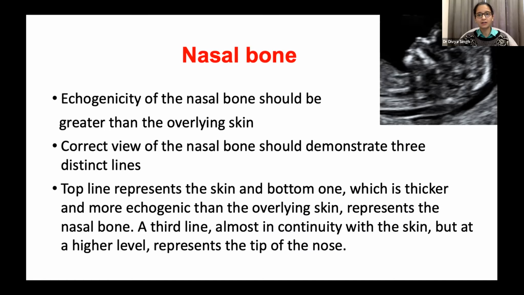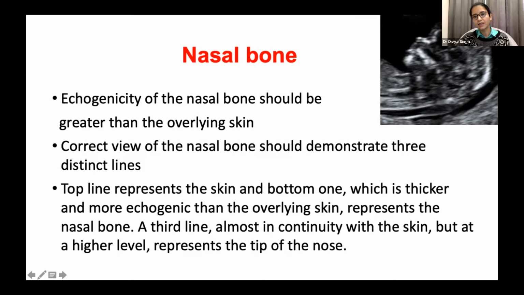Coming to the next marker, that is the nasal bone. This is also seen in the mid-sagittal section. When you're looking for the nasal bone, please ensure that the echogenicity of the nasal bone is greater than the overlying skin, because a good ossified nasal bone has an echogenicity greater than the overlying skin. And the correct view of nasal bone should show you 3 distinct lines. So the landmarks, when you know you are in the correct plane for the nasal bone, would be 3 lines.